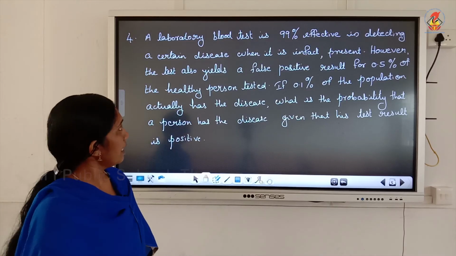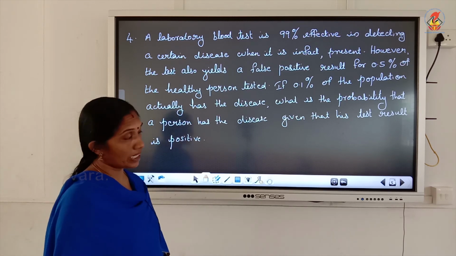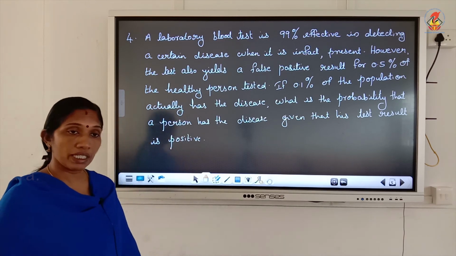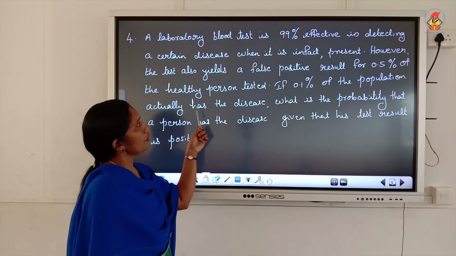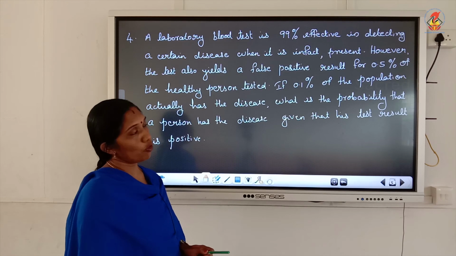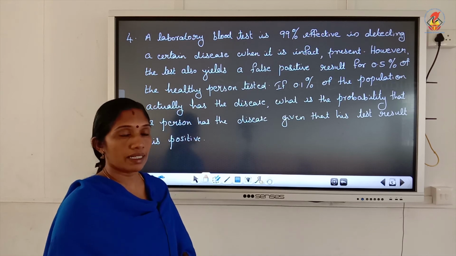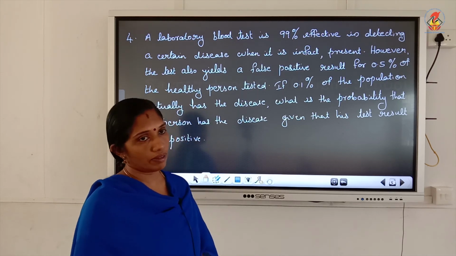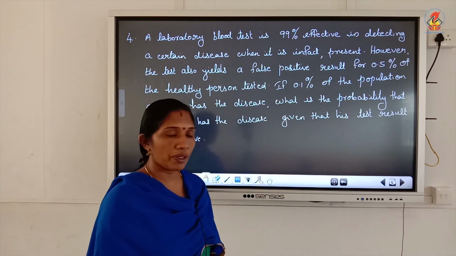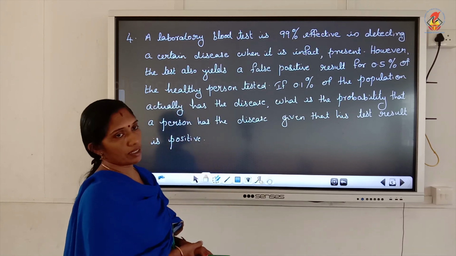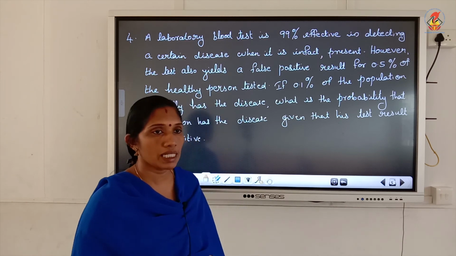Okay. Once again you read. A laboratory blood test is 99% effective in detecting a certain disease when it is in fact present. Okay. Now, but the test also yields a false positive result for 0.5% of the healthy person tested. That is, when a healthy person tested, there is a chance for positive result. That is how much the probability is 0.5 percentage. That is 0.5 by 100 or 5 by 1000. That much is the probability that a healthy person when tested gives positive result.